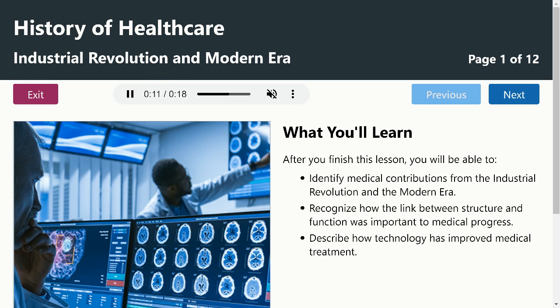All right. So we're gonna talk about the Industrial Revolution and the modern era. We're gonna identify medical contributions from the Industrial Revolution and the modern era. We're gonna recognize how the link between structure and function was important and describe how technology has improved medical treatment.